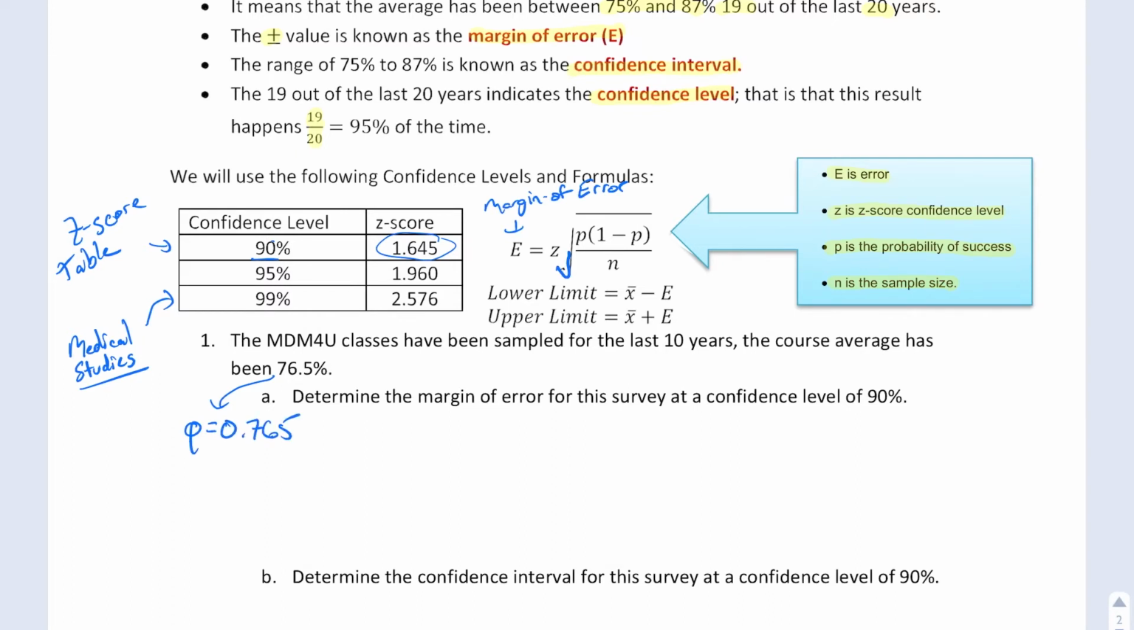So if we looked at this specific example, it says data management classes have been sampled for the last 10 years. The course average has been 76.5%. So this is my P. So P equals, and I'm going to change it to a decimal, 0.765. That's my probability of success. And it says determine the margin of error for this survey at a confidence level of 90%.